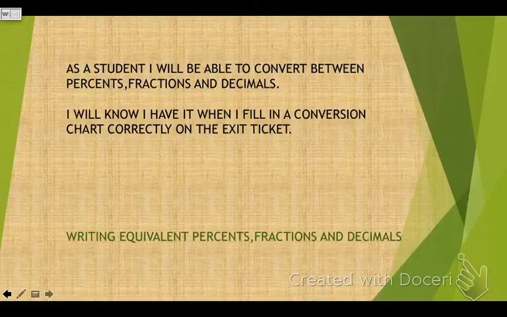Okay, today we're going to talk about equivalent percents, fractions, and decimals. As a student, I'll be able to convert between percents, fractions, and decimals. I will know I have it when I fill in the conversion chart correctly on the exit ticket.